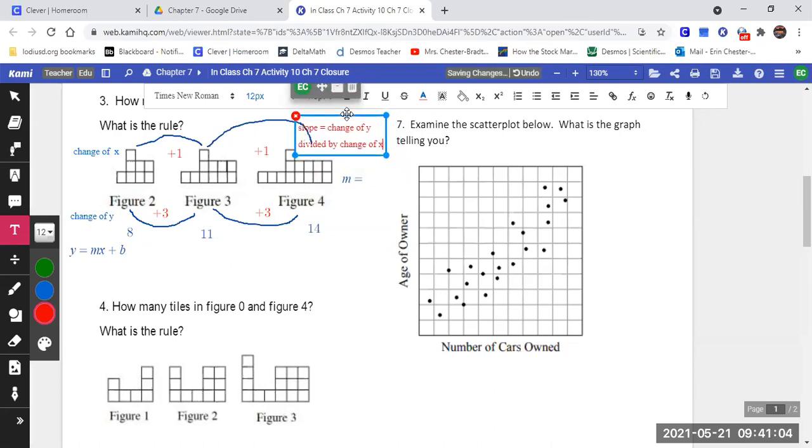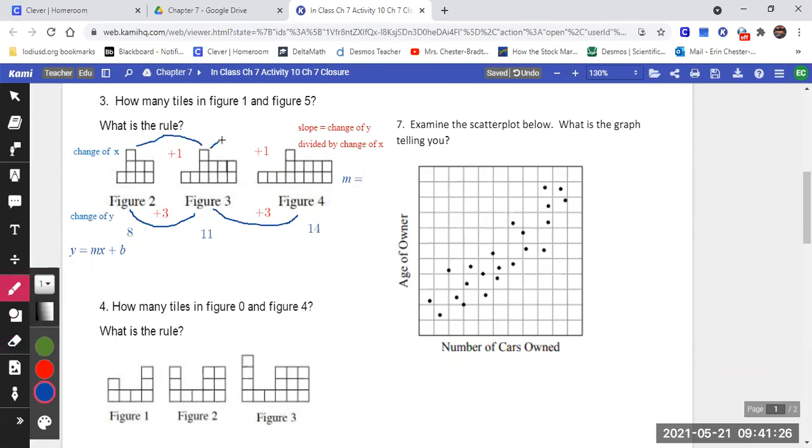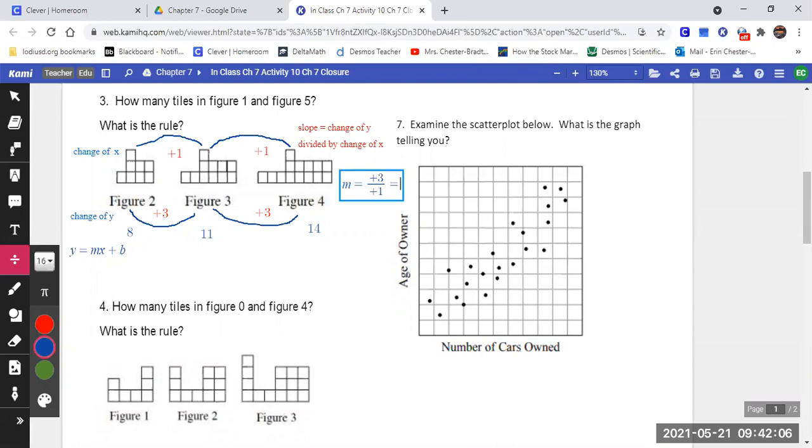Do we have enough information to complete that process? Do we have a change of y and do we have a change of x? Yes. So we could find our slope. What is the change of y? Positive 3. And we're dividing it by what is the change of x? Positive 1.